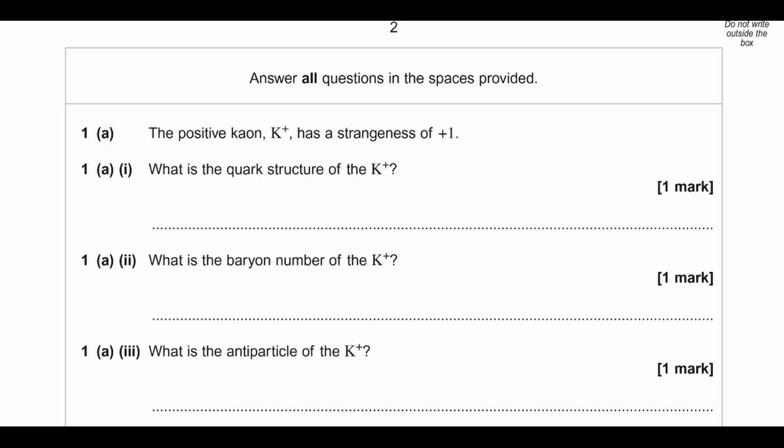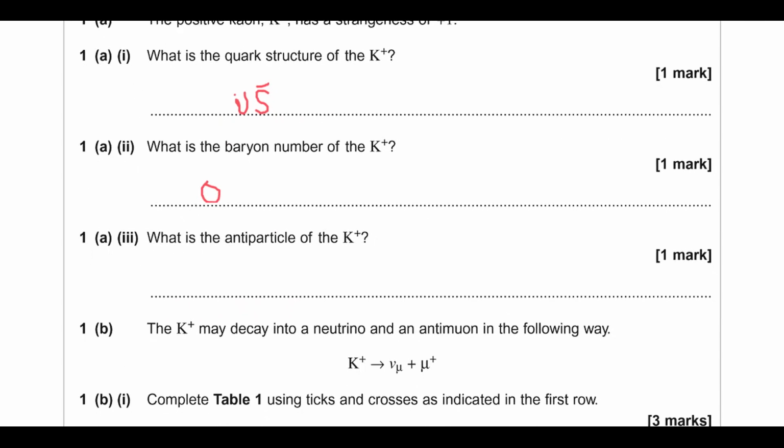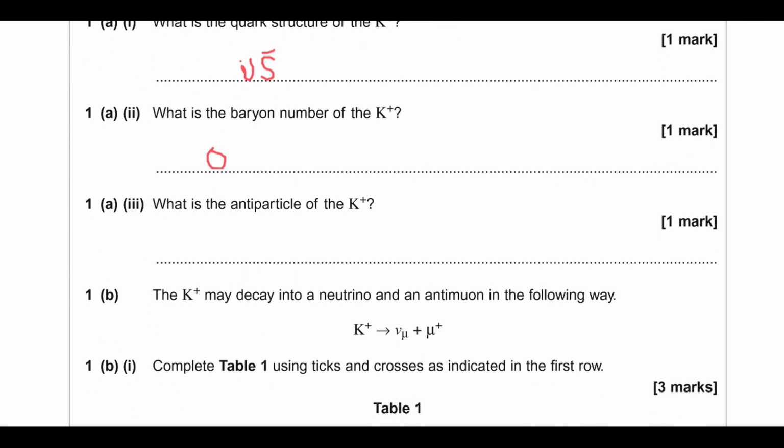So a strangeness of +1 means it's got an anti-strange quark in it. That would give it a charge of +1/3, so we need to add 2/3, which means the other quark must be an up quark to give us a total charge of +1 and a strangeness of +1. What's the baryon number of the K plus? Well, it's not a baryon, so it's going to be 0. It's a meson.